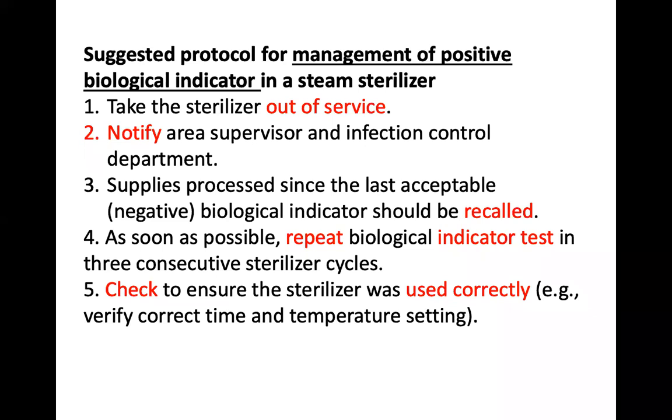Maybe there was a problem with the supply of steam. All those different supplies, okay, from the energy, etc., or whoever set the timer, all that. So repeat this biological indicator test in 3 consecutive sterilizer cycles, so that you want to rule out that it wasn't about the individual who was running the machine. It wasn't about their error, human error. The error is with the machine, okay? So you carry out 3 consecutive sterilizer cycles and check to ensure the sterilizer was used correctly.